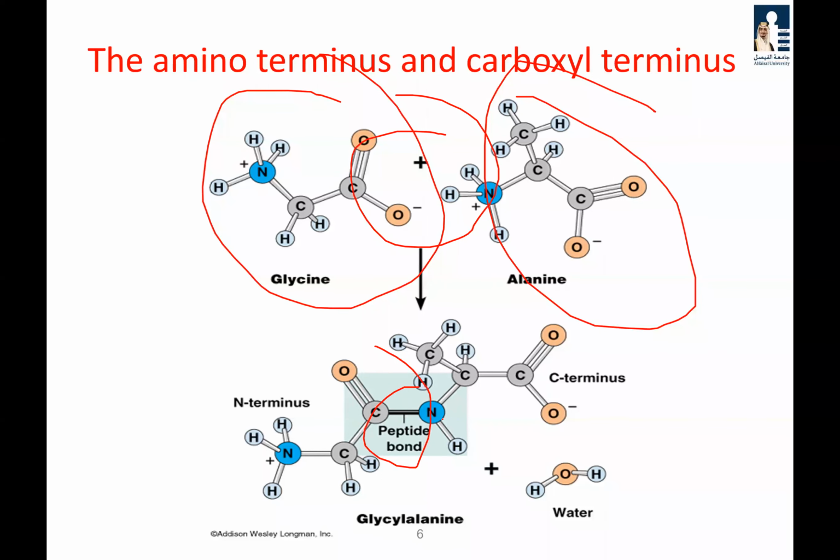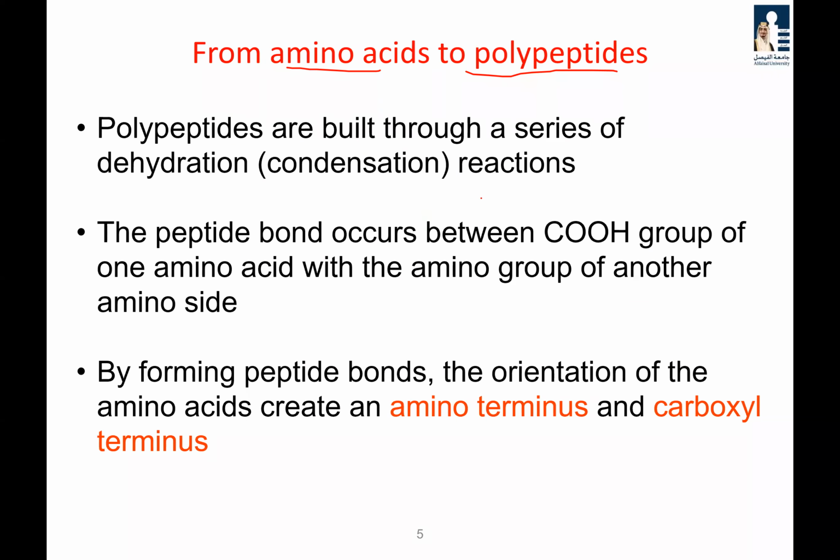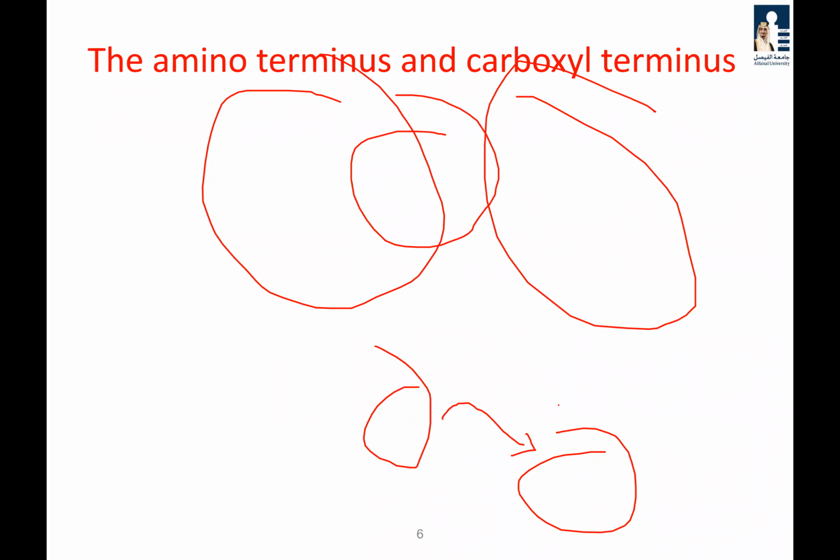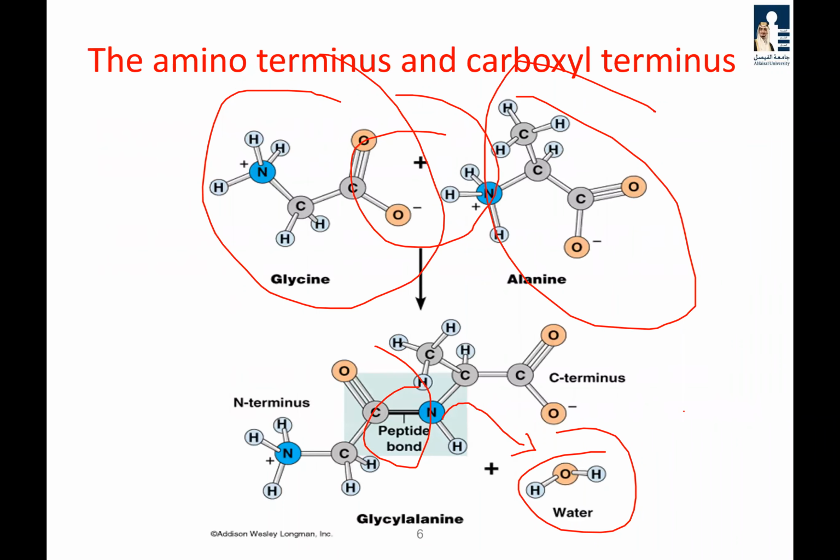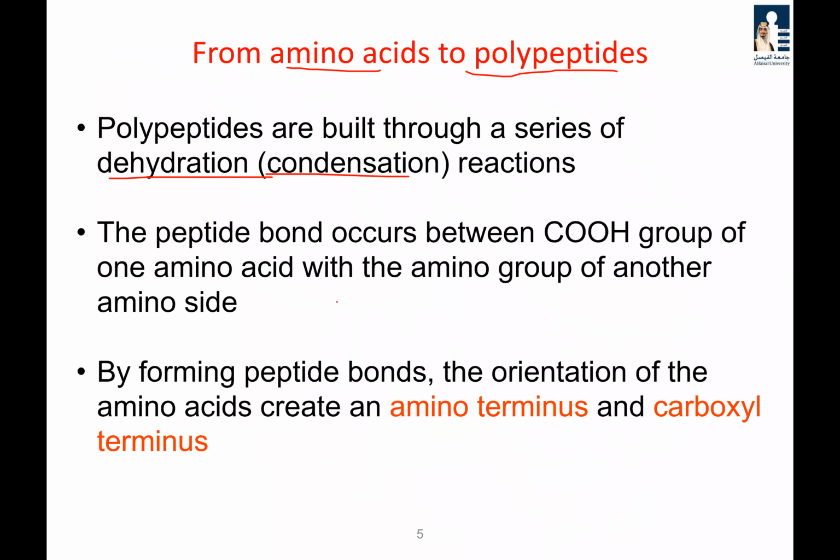When they form the peptide bond, they lose a water molecule. And that's why it's called a condensation reaction, or a dehydration reaction, because we're removing the water that's right here. So that's really the point of this slide. There's not much to be known over here. Basically this peptide bond occurs between the carboxyl group over here and the amino group on another amino acid.